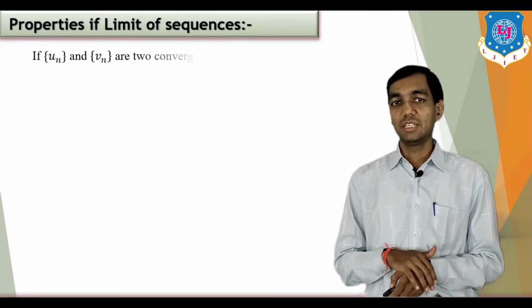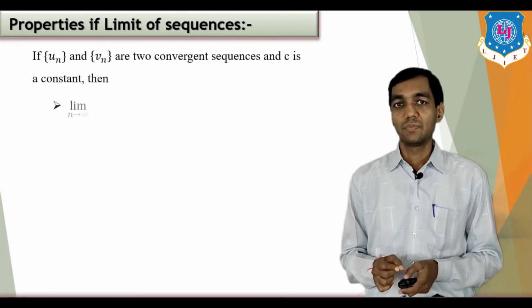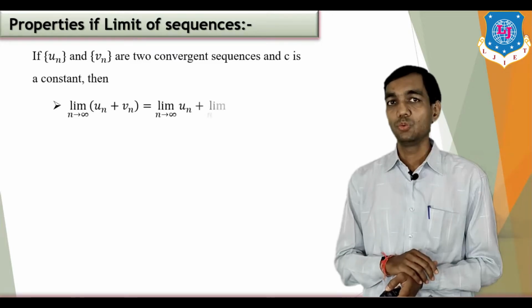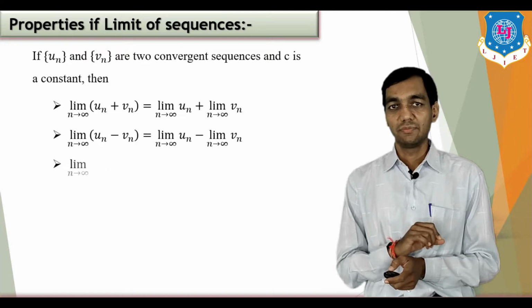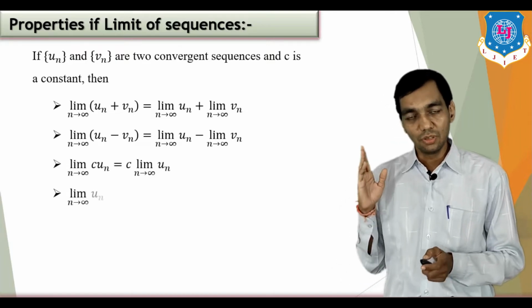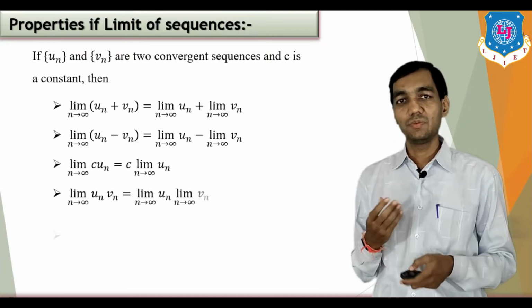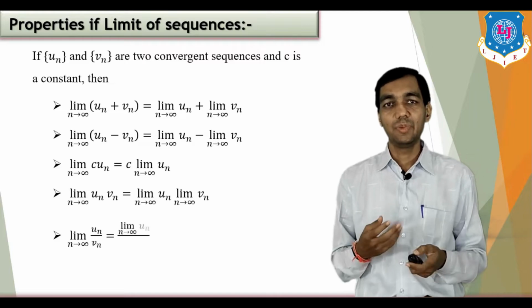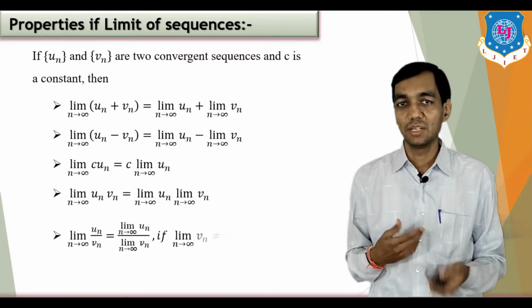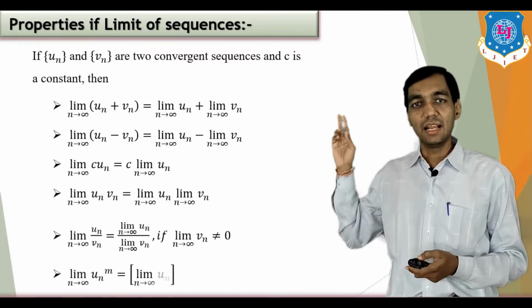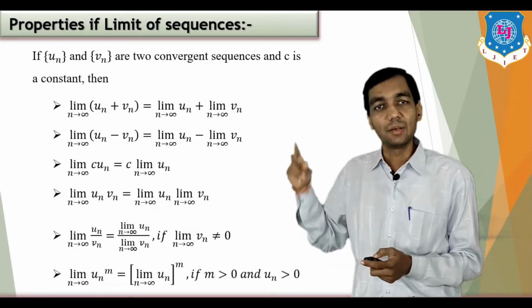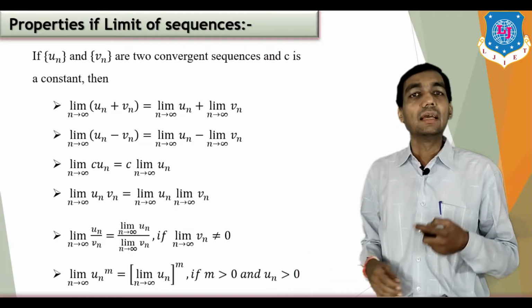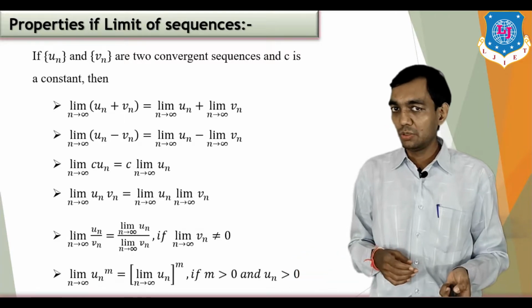Now we are going to check out the properties of a sequence. Suppose un and vn are two convergent sequences and c is a constant. As we have learned the properties of simple limits, in the same manner we are going to extend them to sequences. Here the addition can be separated, the same as in a limit, subtraction can be separated, and the constant term can be taken common.